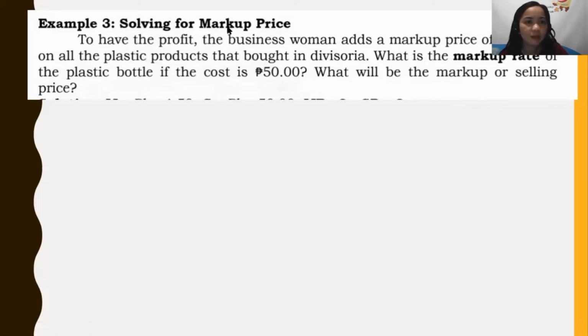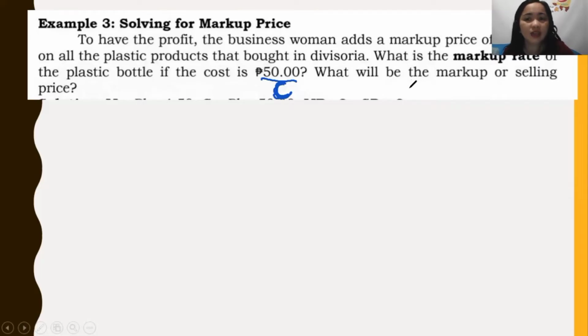Sinabi dito sa problem na to na bumili sila sa Divisoria. Ang cost niya ay 50 pesos. Or doon kanina, yung cost at original price, parehas lang yon. Ang cost niya ay 50 pesos. At ang gusto niyang maging tubo, profit, sa binili niya ay 4 pesos and 50 centavos. Yan yung idadagdag niya, ipapatong niya para magkaroon siya ng tubo.